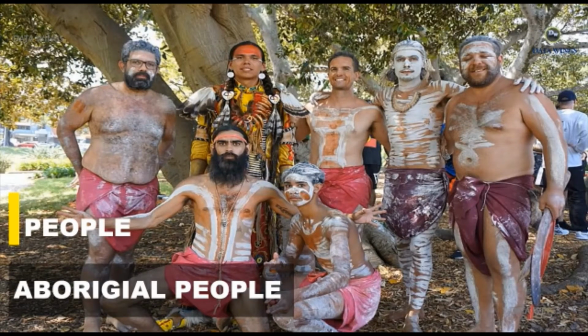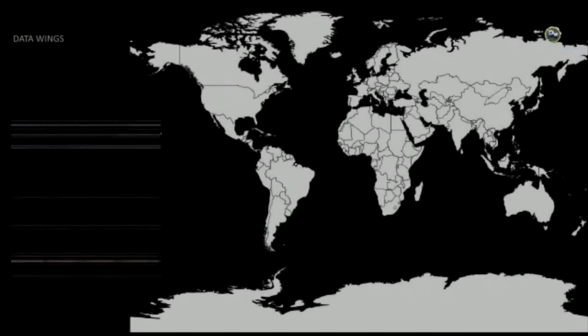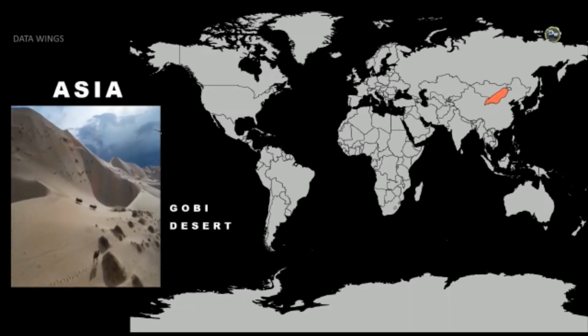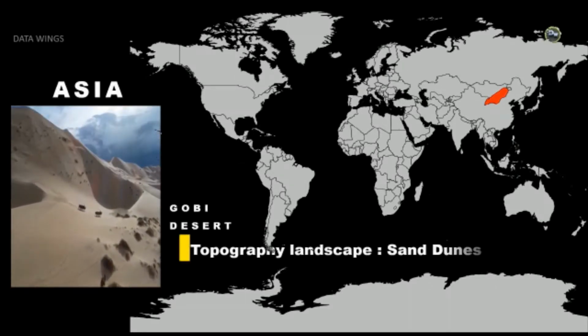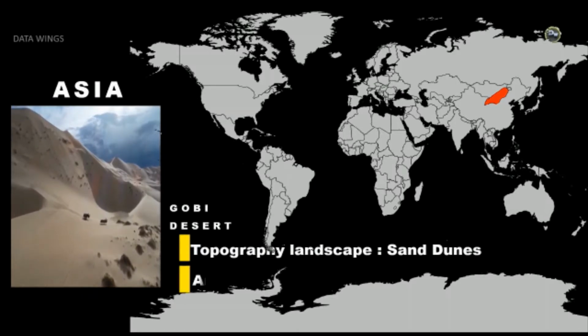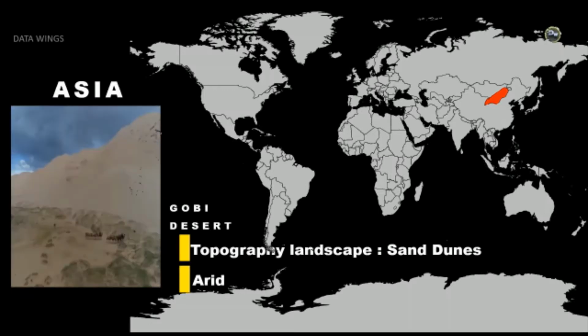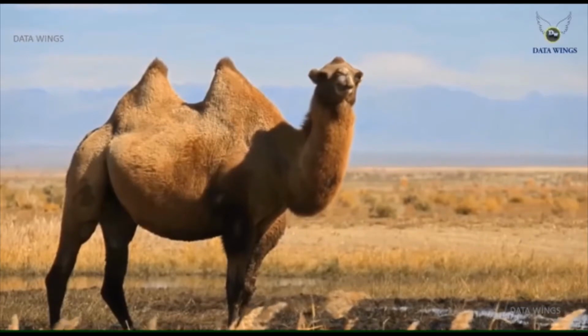And the next desert we're going to look at, which is located in Asia, is the Mongolian Desert, which is also known as the Gobi Desert. And some of the topography or landscape here is sand dunes. And some places just rocky flatland, but that's very little places.